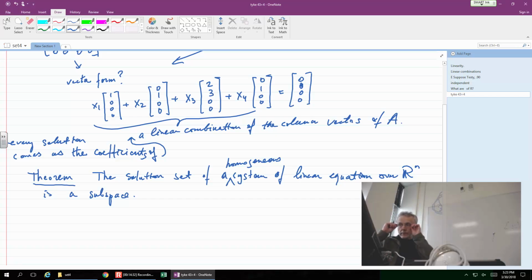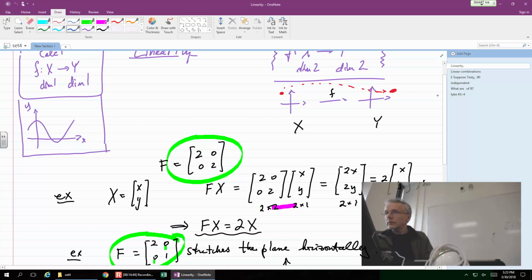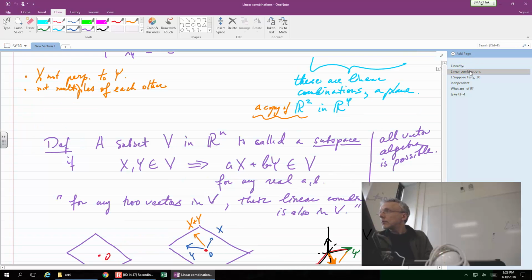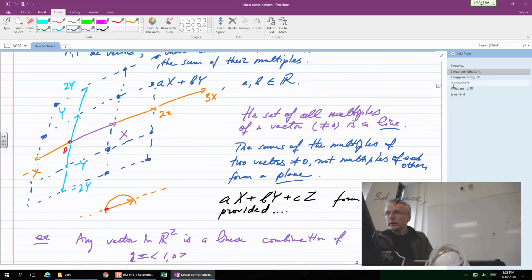So once again, the solution set is a subspace. We have seen many examples in the past, remember? I keep coming back to those examples, so let me do it one more time. Not this one. Here it is. Okay.